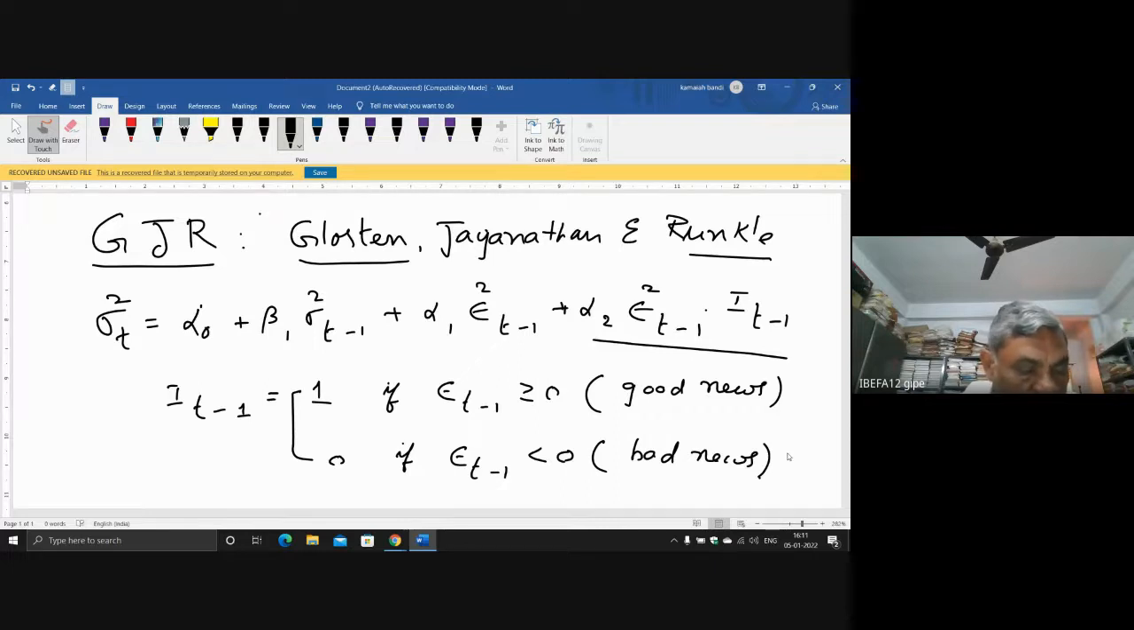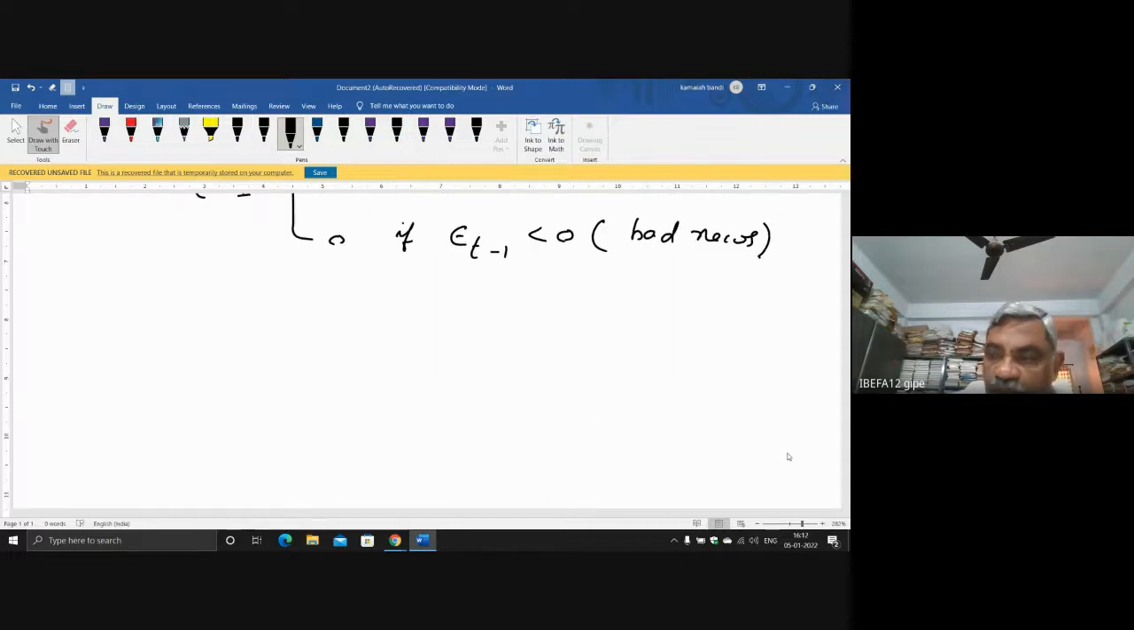That is, all the parameters are positive. Suppose if alpha 2 is negative, then the leverage effect is present. Actually, those interested may work with the software Stata. All these models are there. All that you need to do is to feed your data and experiment with all these models.